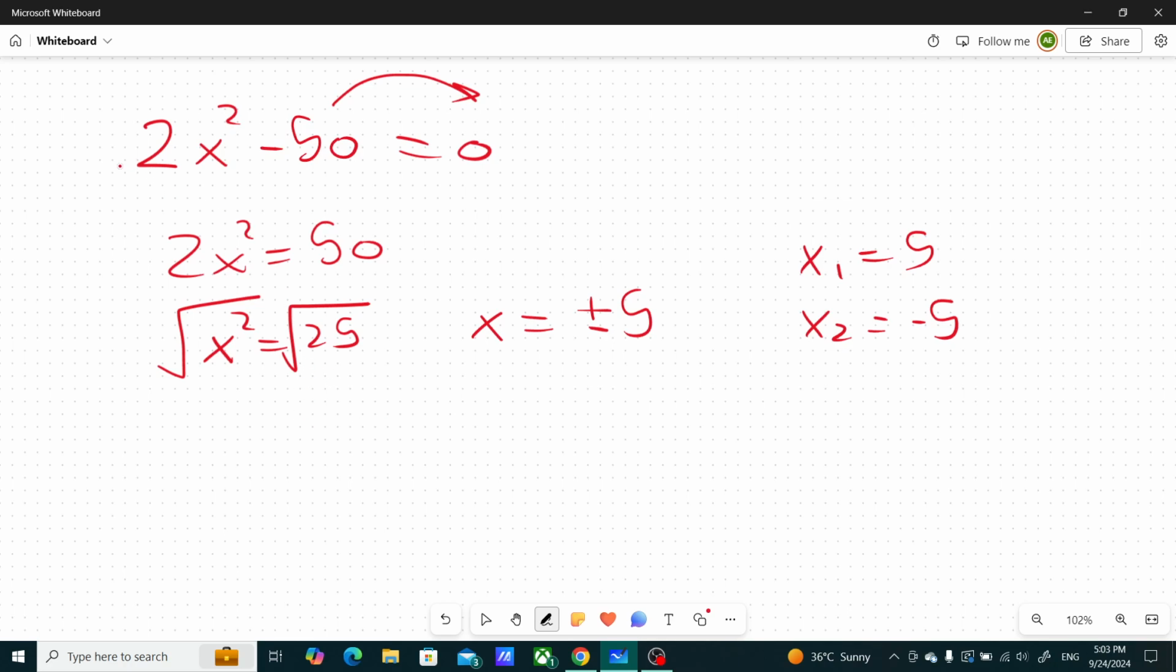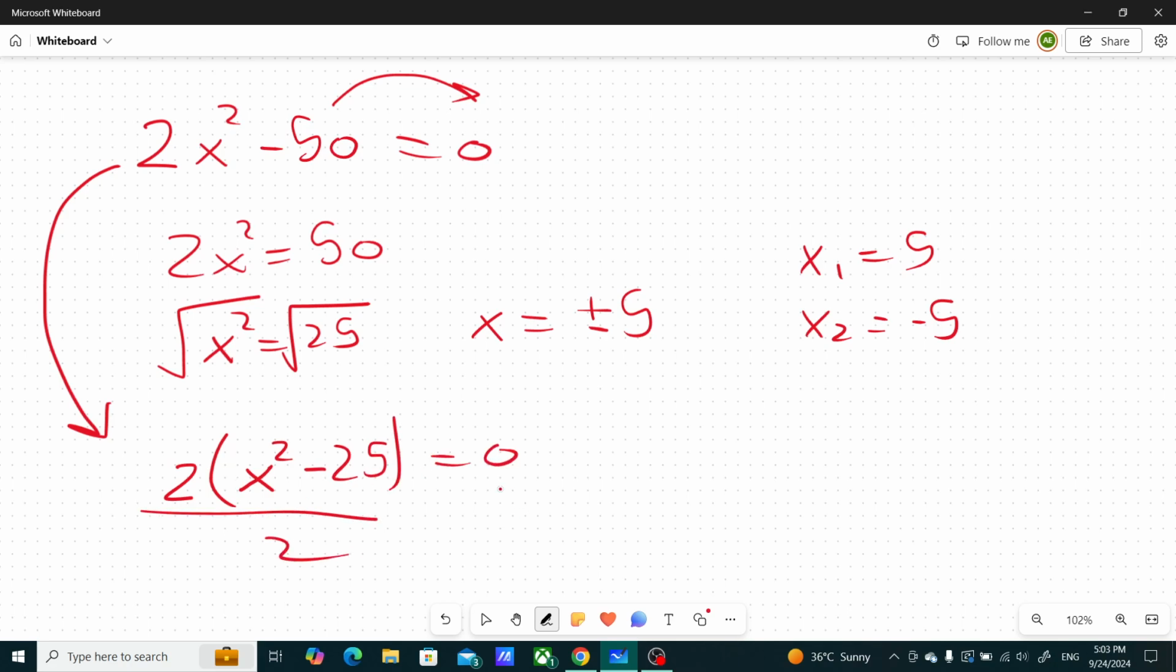If I would like to solve by factorization, I will come here, I will look, I will take something out common, so I can take a 2 out common. Actually, no, this is also going to give me the same answer. So x squared minus 25 equals 0. I can divide both sides by 2, so this 2 cancels out. So I have x squared minus 25 equals 0.